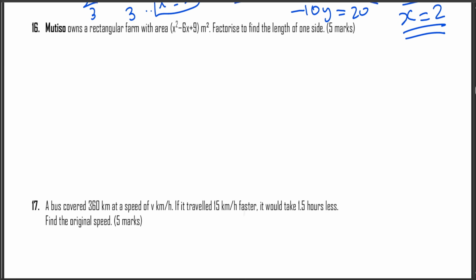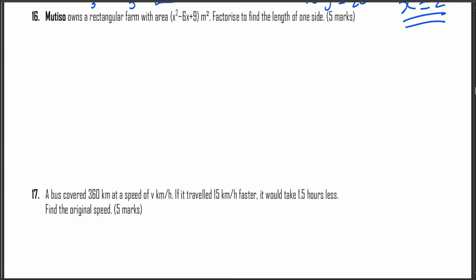Very easy. Now Mutiso owns a rectangular farm with area x squared minus 6x plus 9. Factorize to find the length of one side. So x squared minus 6x plus 9. So we factorize now. Our sum is basically the one in the middle. So this is our sum. And our product is just 9 for now, because the coefficient for x squared is just 1. So we don't need to find that one.